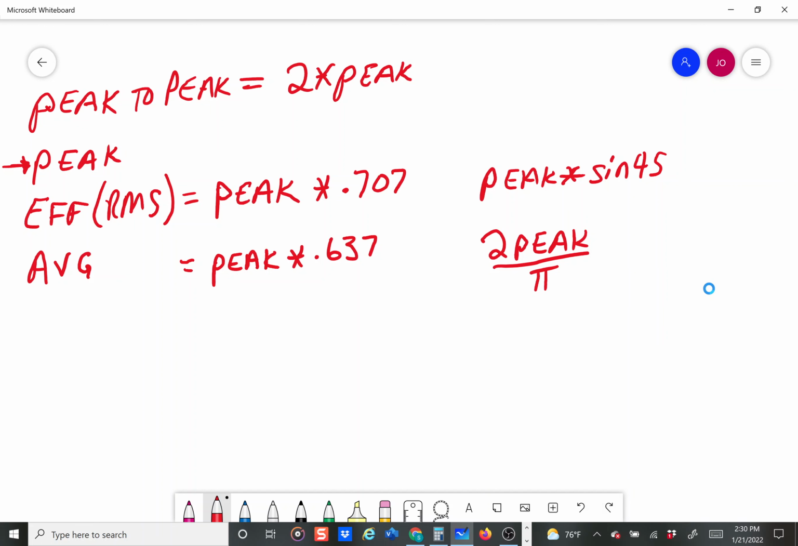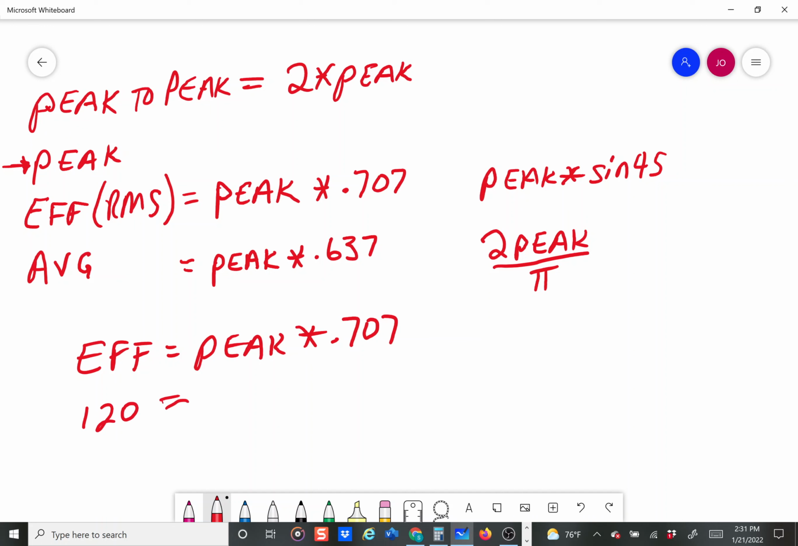And another thing that we got to be able to do, and I'll give you this example right now. If I take my Fluke meter right here in my classroom or in your house, and I put the black prong into the neutral slot, and I put the red prong into the hot slot, I'm going to get 120 volts. And that is my effective voltage. So if I have where my effective voltage equals peak times, we'll just use the easy one, 0.707, I know that my effective voltage is 120, so that equals peak times 0.707.